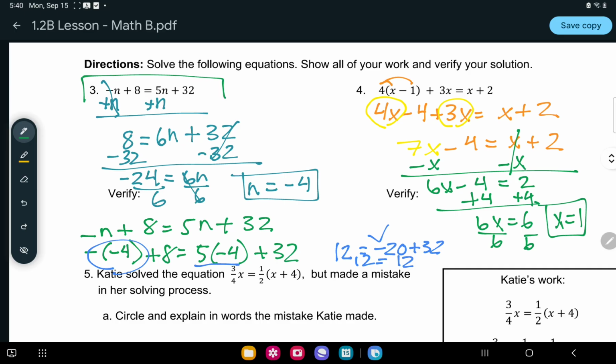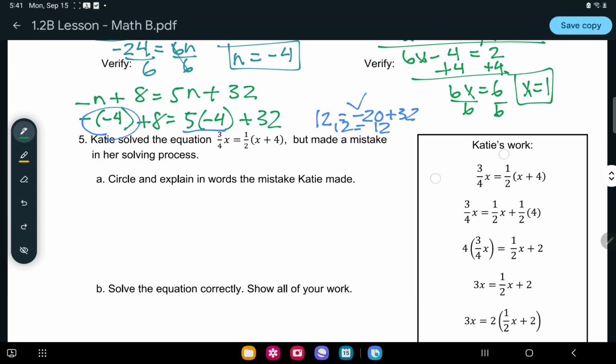Then, now that each side is simplified, I move the smallest variable. Again, you don't have to do this, but if you didn't get the same answer and you didn't do it this way, it just means you made a mistake somewhere along the way. So try to catch that mistake. I move the smallest variable first. 6x minus 4 equals 2. Add 4, 6x equals 6, and you get x equals 1.